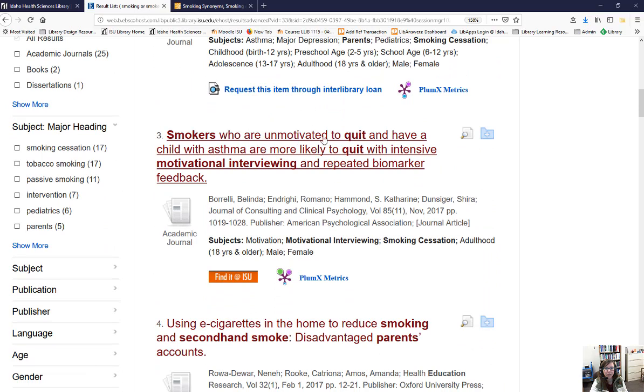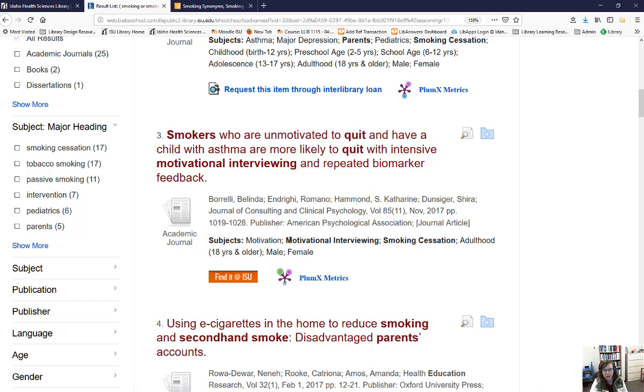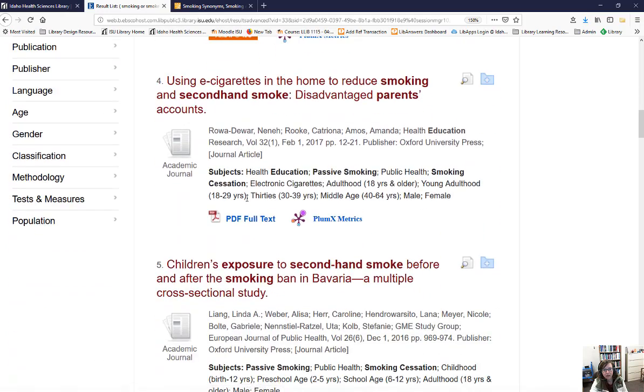Here, smokers who are unmotivated to quit and have a child with asthma are more likely to quit with intensive motivational interviewing and repeated biomarker feedback. This is a highly relevant article. It's about smoking cessation, it's about counseling, or in this case, motivational interviewing, which is a type of counseling. So that is a pretty good result.